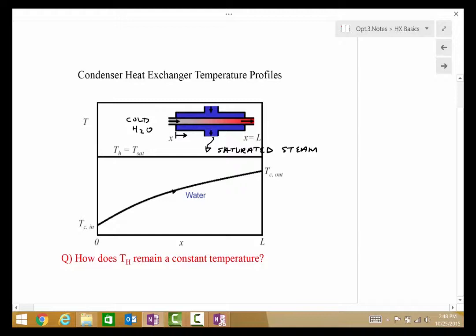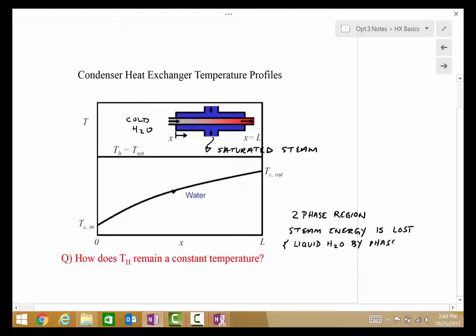And so the question is, how does T_H remain at a constant temperature? And we understand that in the two-phase region, thermodynamically, all the energy in the steam is being converted as the steam loses energy, that is the hot side fluid, and we form liquid water by this phase change process.